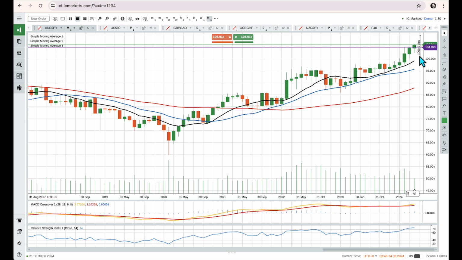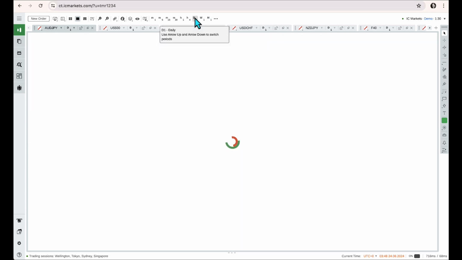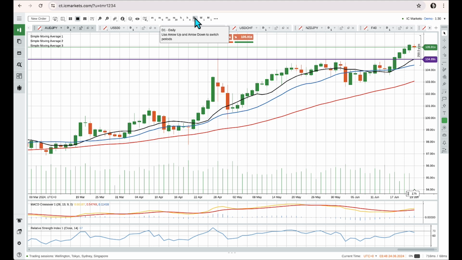But for a short-term trading opportunity, I am looking at the daily chart and I'm looking for a pullback into this 105 level, signs that the buyers are coming back, and I'll be looking for a continuation of this very strong and long-term uptrend.